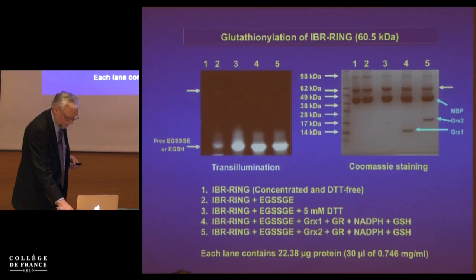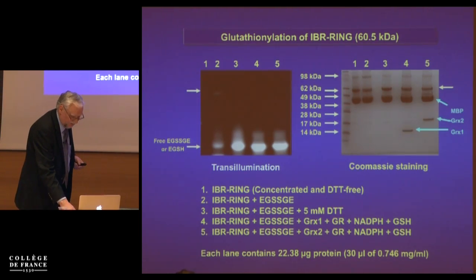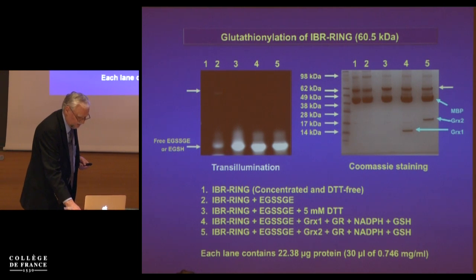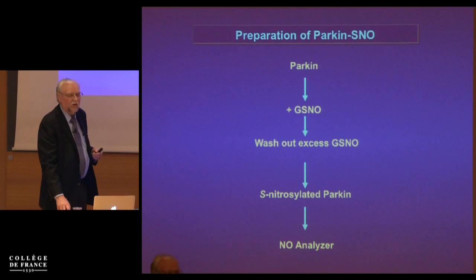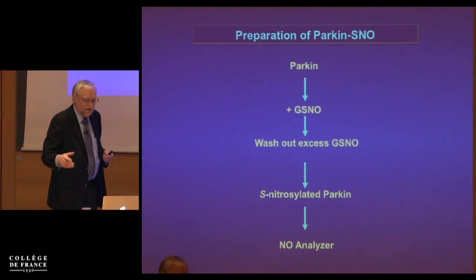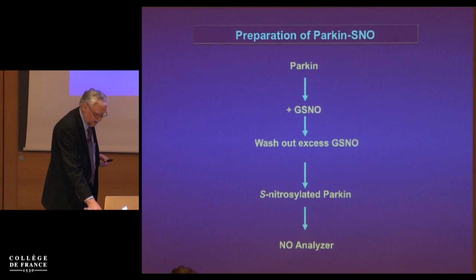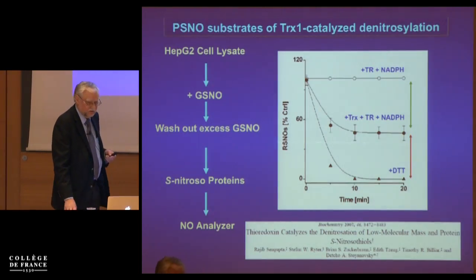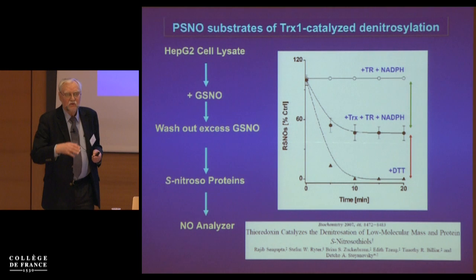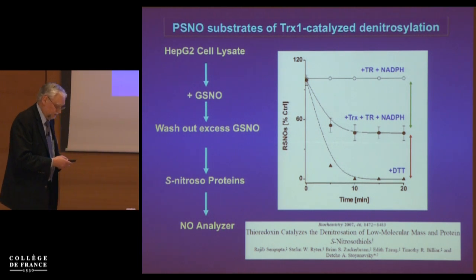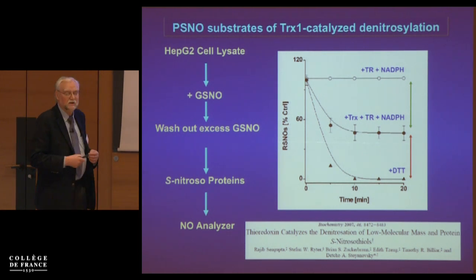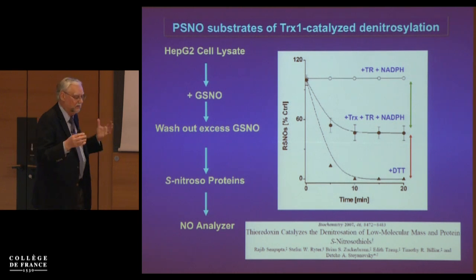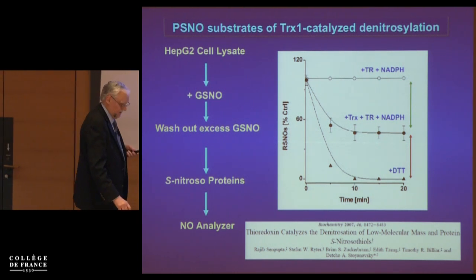I think we can go over this quickly. Here is an example where we have done this. We can follow this on gels also. The same for nitrosylation. We can put Parkin with GSNO, which nitrosylates Parkin, and we can show that denitrosylation occurs with thioredoxin. About 50% of nitrosylated proteins are denitrosylated by thioredoxin, and another half by glutathione itself, or even glutaredoxin, which we work on today.